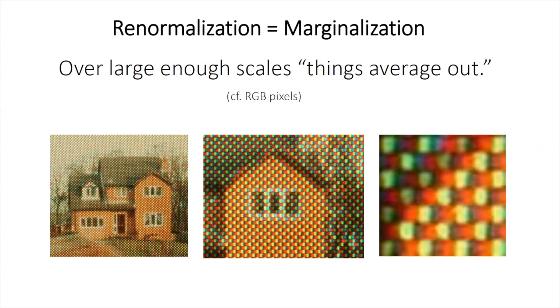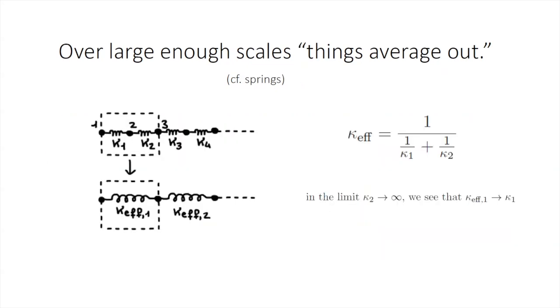So the philosophy of averaging over things you don't have access to in physics has a very precise technical term. It's called renormalization. In probability theory, it's called marginalization. And it really boils down to the intuitive idea that on large enough scales, things average out. So if you remember, before we had LCD screens, these RGB pixels, your eye effectively sees a color by giving you 3 primary colors. And on the larger scales, you just average over the sum of all those frequencies to give you the effective color that your eye would perceive. This is intuitive, but it is actually a high school physics problem.